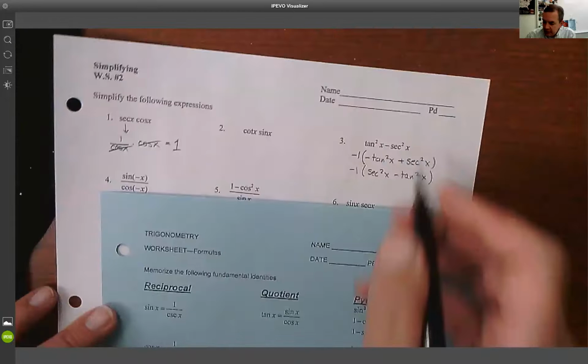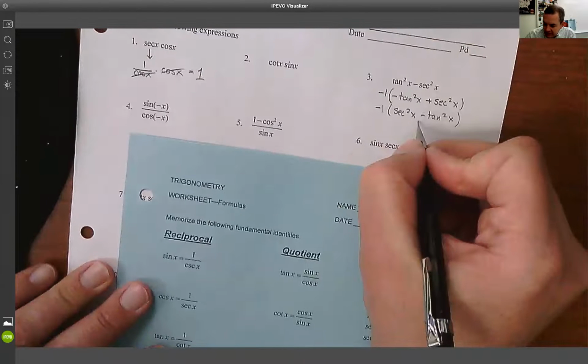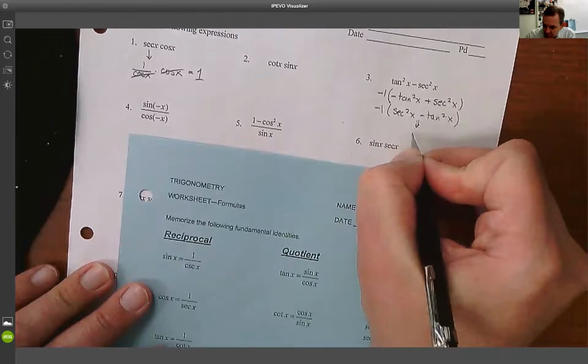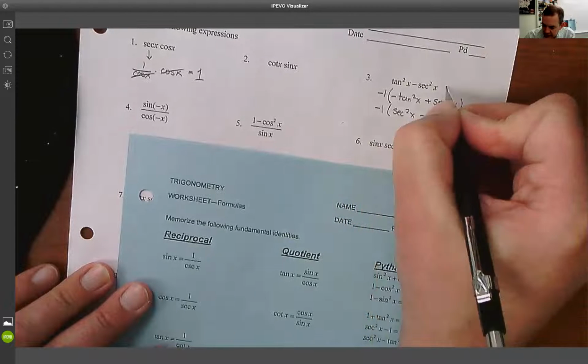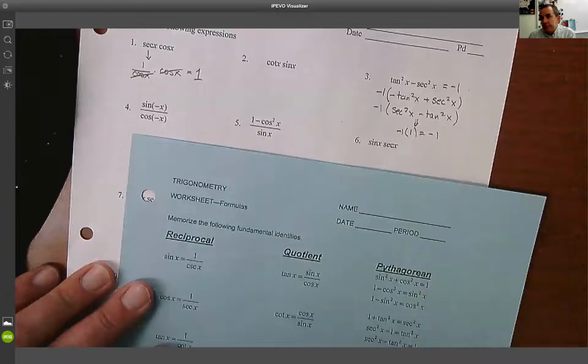So now what I've done is I've manipulated this thing that doesn't look familiar into something that does look familiar. I can now replace this secant squared minus tangent squared with a 1. -1 times 1 gives me -1. That equals -1.